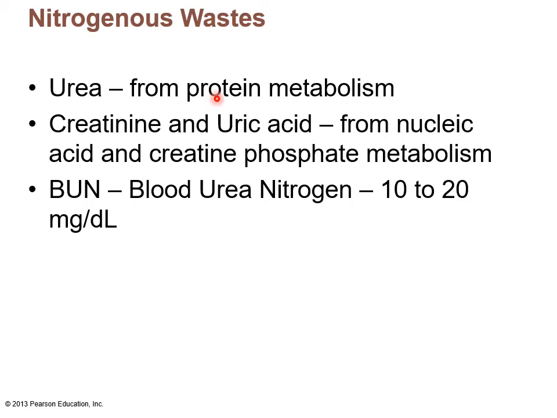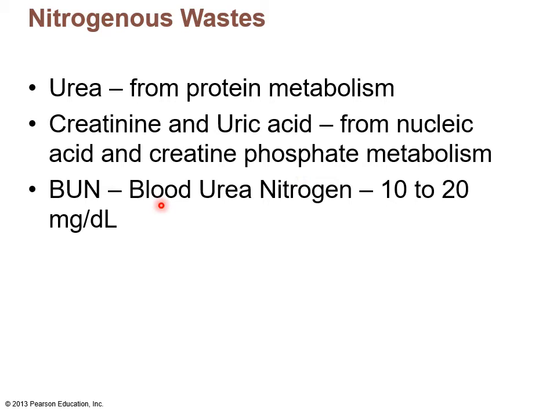The other things that are considered nitrogenous waste are creatinine and uric acid, and that's from nucleic acid and creatine phosphate metabolism. Remember creatine phosphate? That's found in muscles. So there's a certain amount of creatinine that's normally found in the plasma and normally is excreted in urine. Any elevations could indicate some type of problem with either the kidneys or could represent a muscle disease where muscles are breaking down.